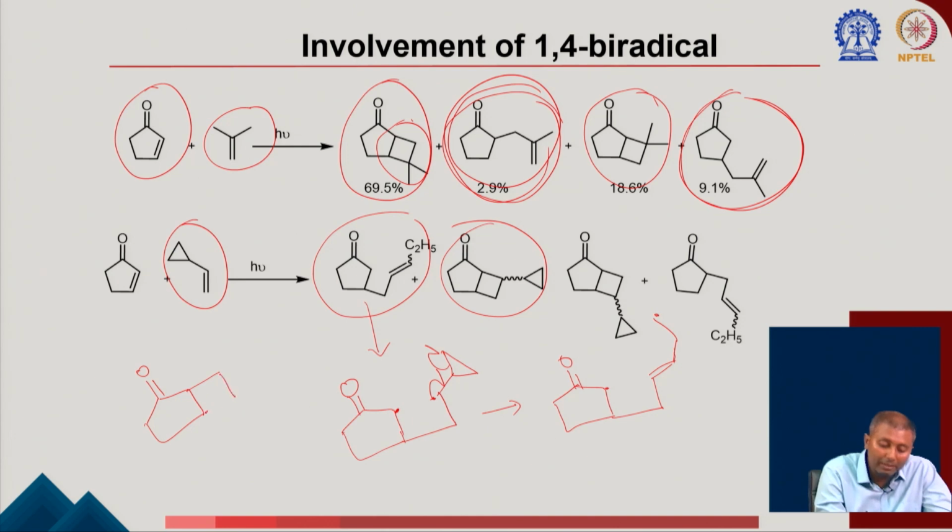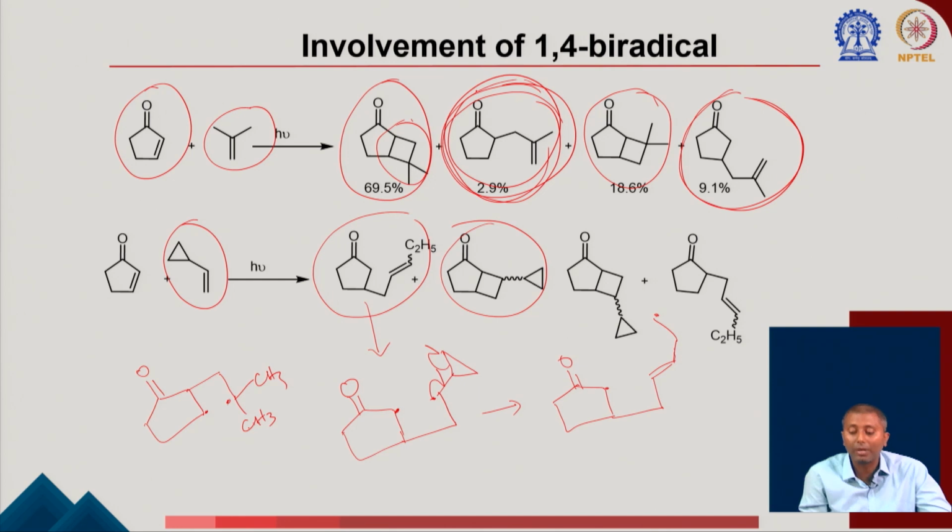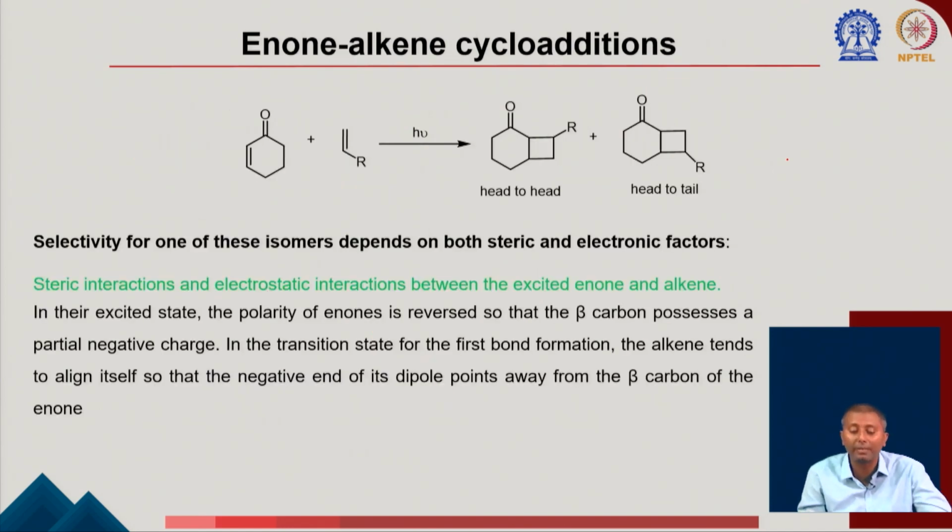So, once you have a radical species like this, instead of the radical recombination, it can also go for hydrogen atom abstraction. This can go for hydrogen atom abstraction from the CH3, and then this is also going for hydrogen atom abstraction to end up with this product, okay. And this 9.1% is also happening by a very similar mechanism, but from the other regioisomer. So, this indicates that there is involvement of this 1,4 biradical.